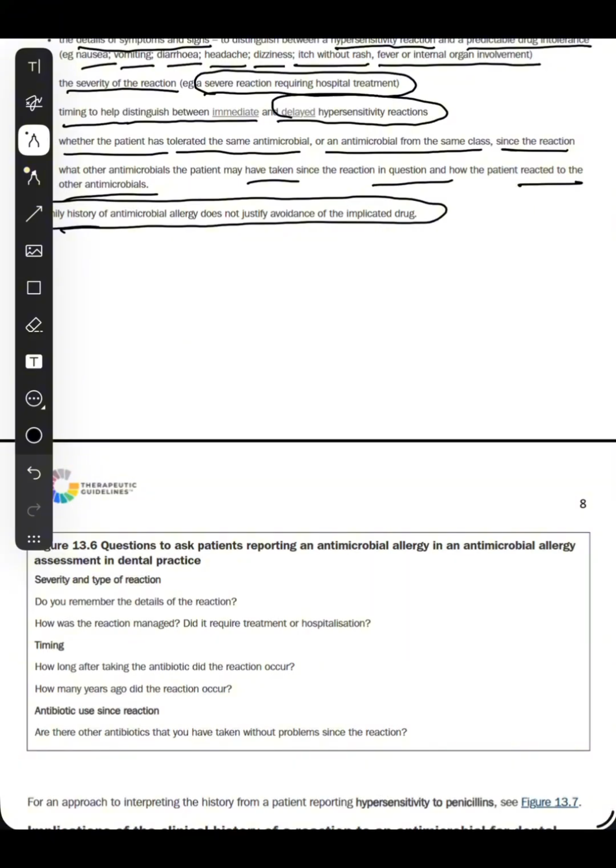So, we need to ask the severity and type of reaction. For example, do you remember the details of the reaction? How was the reaction managed? Like, did it require treatment or did it require hospitalization? We also need to ask about the timing, like how long after taking the antibiotic did the reaction occur, or how many years ago did the reaction occur? Also need to ask about antibiotic use since the reaction. Like, are there other antibiotics that you have taken without problems since the reaction happened?